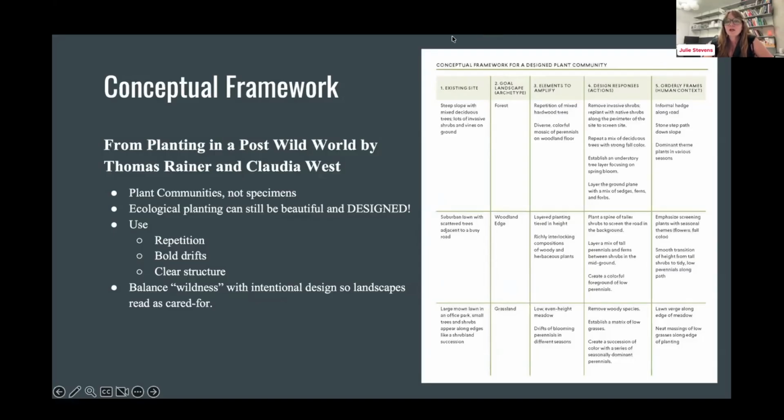And so what they're talking about here are elements to amplify. These are the designerly types of actions where we might make a grove, or we might use, as you see, drifts or repetition. You may make an alley if you have a driveway or something along those lines. What are some of the other design responses? How are you actually going to create a designerly approach, but still using natives and inspiration from the natural world? And then one that I really love is orderly frames, and we'll talk about that one as also known as cues to care, which is, how do you make it look like it was intentional?